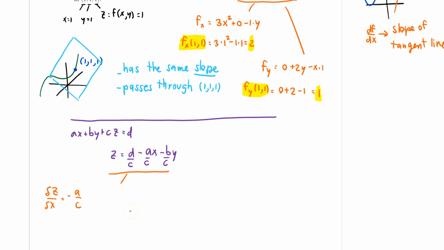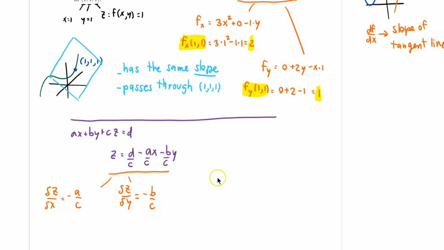So I'm only left with negative a over c, and this is my partial derivative with respect to x. And how about my partial derivative with respect to y? If I find dz over dy, this guy would just be 0, minus, there is no y here, this is just one big number, so it's just 0. And the derivative for the last term would just be minus b over c times 1, so it's just negative b over c. So here, the derivative dz by dy would just be negative b over c.